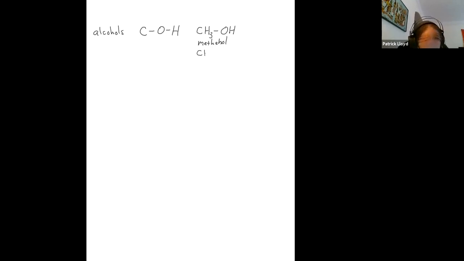So it could be written CH3OH. This would be an alternative way to write it. But the main point is that you see a carbon in there and then you see an OH. That tells you it's an alcohol. Alcohols dissolve into water. And here's how they do it.